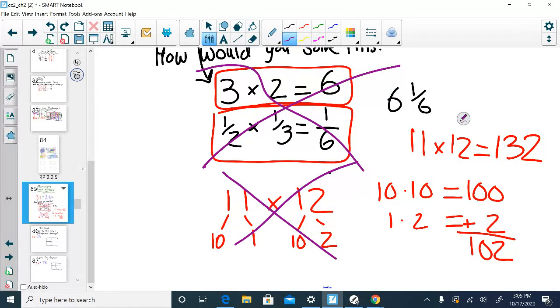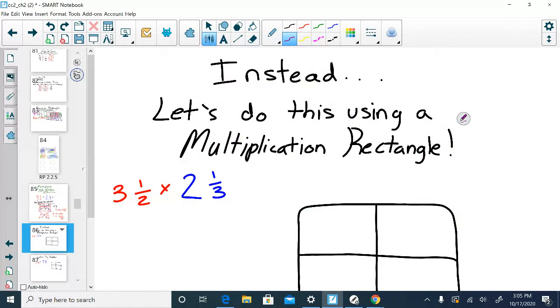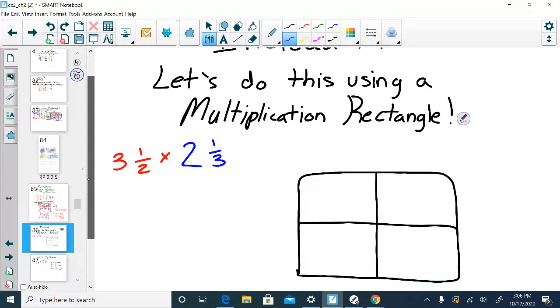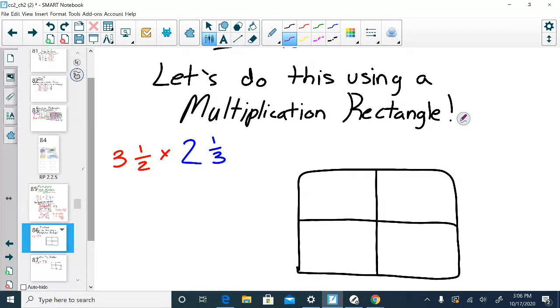So let's take a look at what we could actually do. Well, we could create a multiplication rectangle. We remember these, right? So here we're going to do 3 and 1/2, and then break 2 and 1/3 into its two pieces. But we're not just going to multiply the fractions and just multiply the whole numbers together. Instead, we're going to multiply these numbers by both the whole numbers and the fractions. And so let's start with 2.